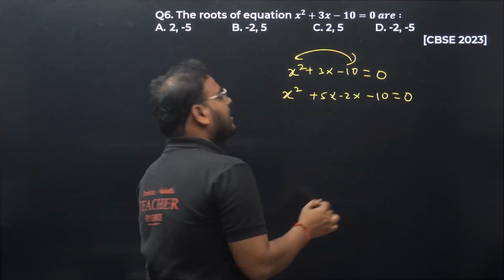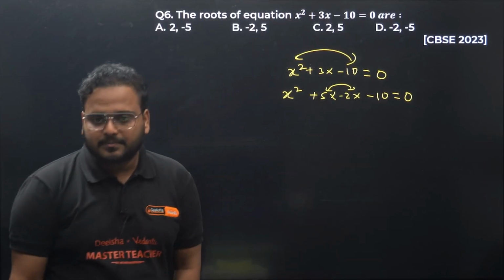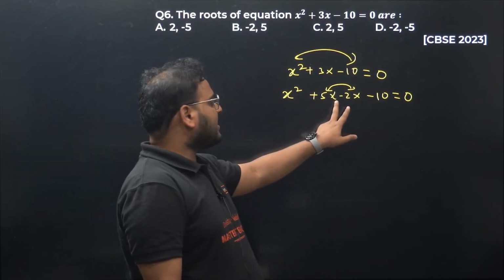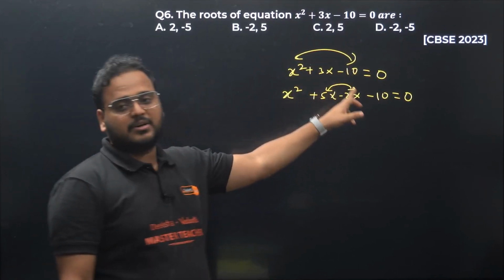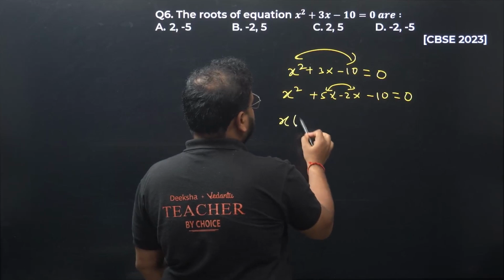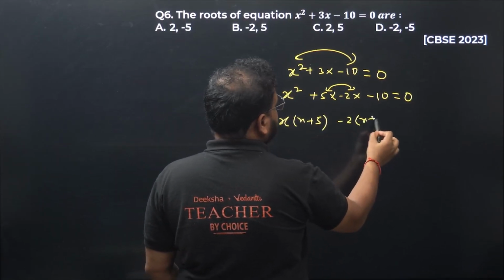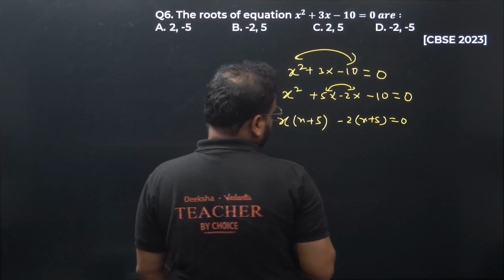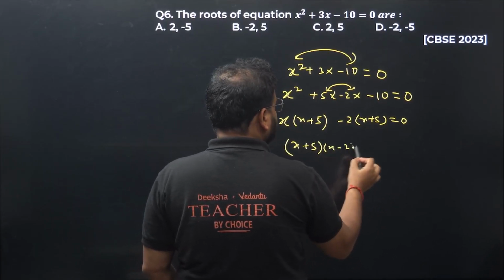Please check. If you multiply these two, you'll get answer as minus 10x square, which is the same as the product of first and third term, correct? The tree method. Now factorize it, you get x as x plus 5 in the first two terms, minus 2 is common, x plus 5. So I'm getting the values as x plus 5 and x minus 2 as 0.